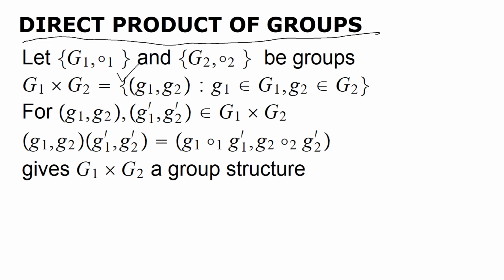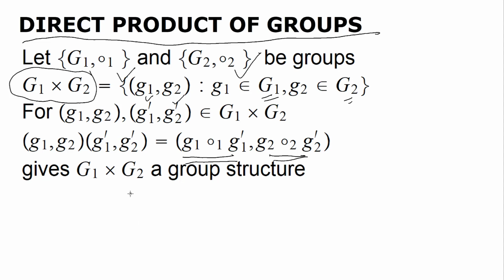What it says is that say we have two groups, and here I've formally indicated that O1 is the operation in group 1, O2 is the operation in group 2. So G1 cross G2, which is just ordered pairs of elements in G1 and G2, will form a group if we apply the binary operation component-wise.